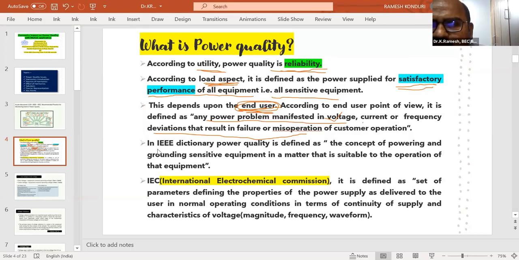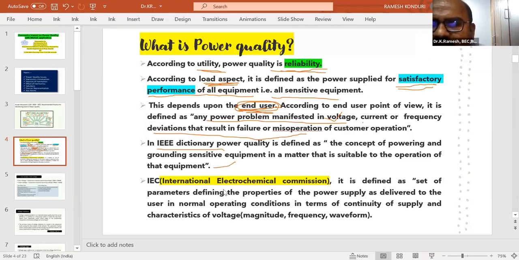As per the IEEE dictionary, it is defined as the concept of powering and grounding sensitive equipment in a manner that is suitable to the operation of that equipment. A simple definition.